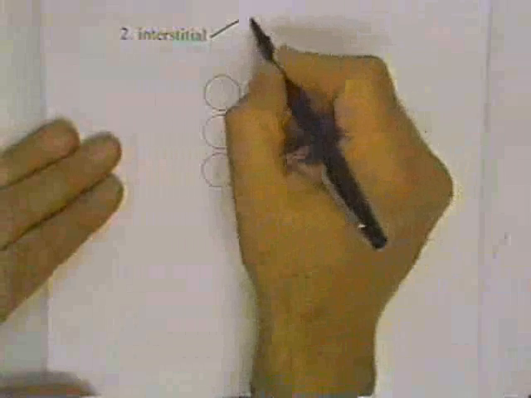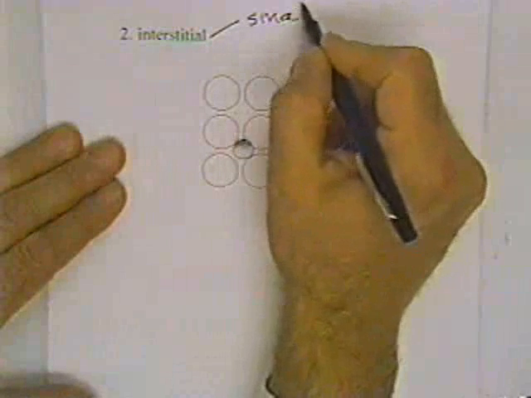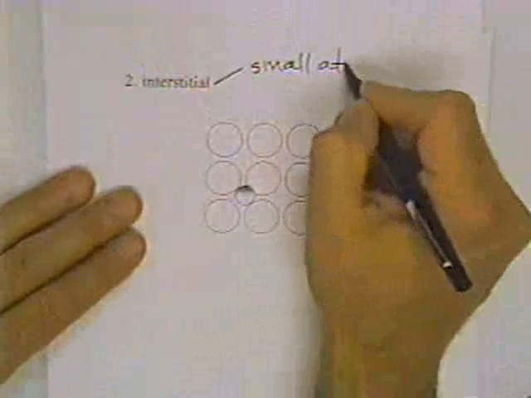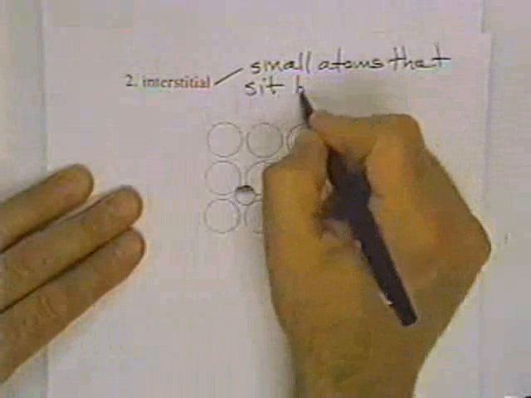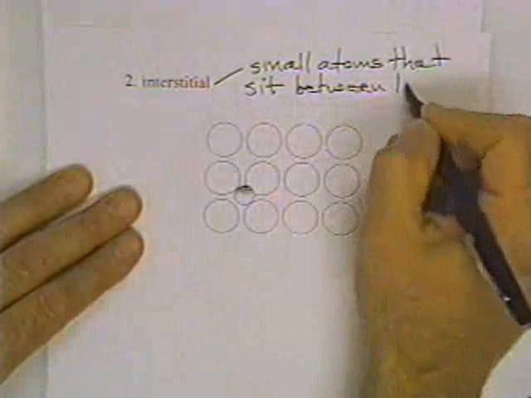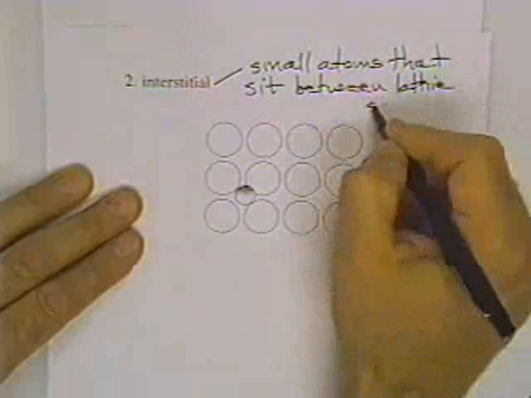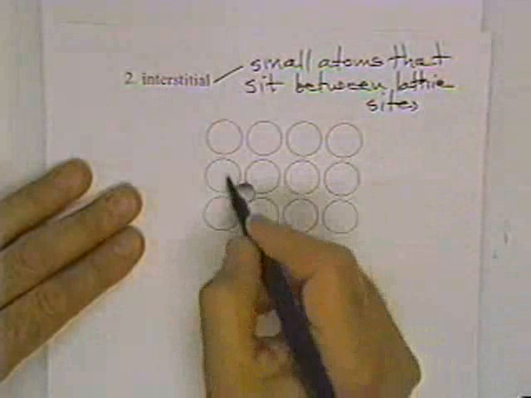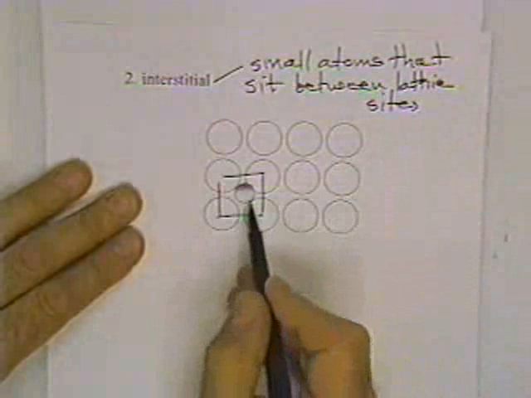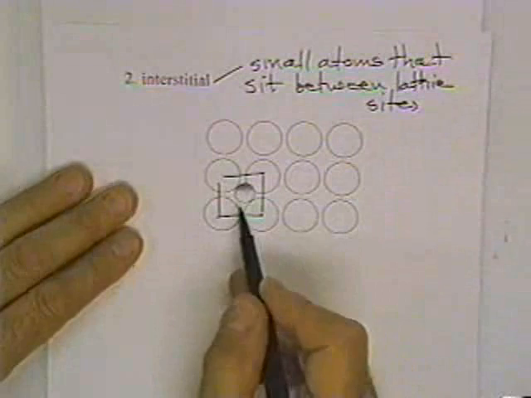Now the second type of diffusion, also can be categorized as volume diffusion, is interstitial diffusion. Now interstitial elements are small atoms that sit between lattice sites. And I've tried to represent this by this atom right here. So if we can think of this as a 2-dimensional one, this little interstitial atom fits in between.